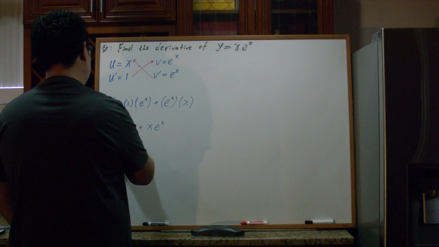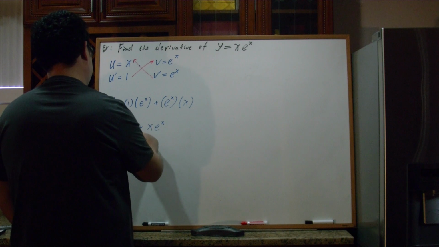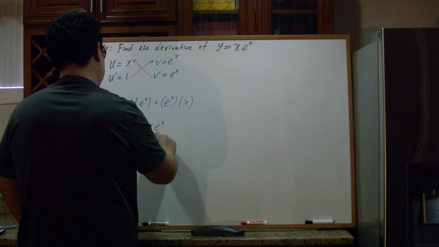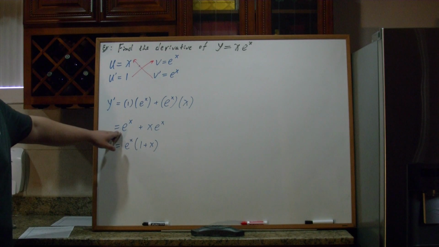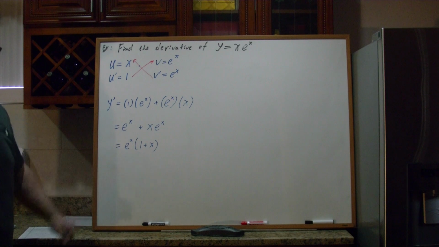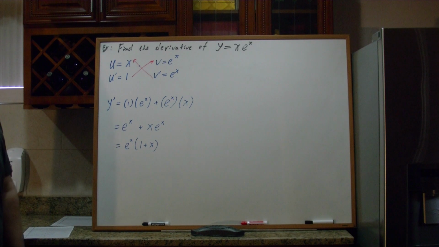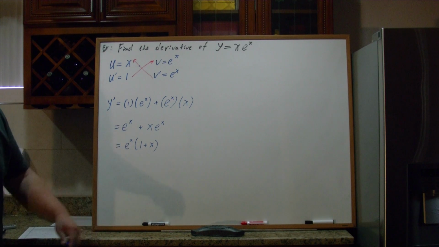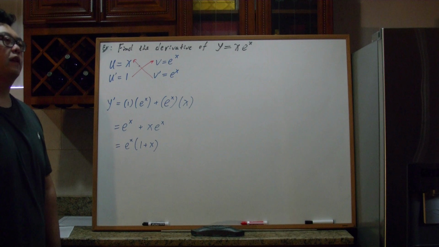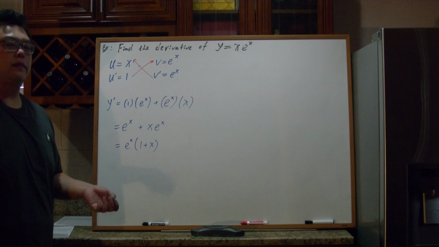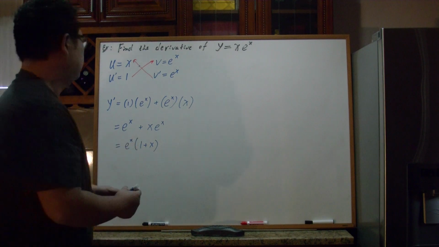If you want, you could factor it to get e to the x times 1 plus x. To leave it in this format is fine. To factor it out is also okay. Right? Either one is accepted, since both of them are clean enough expressions. Right? Clean enough means we don't have an expression with a negative exponent. That's what is good enough.